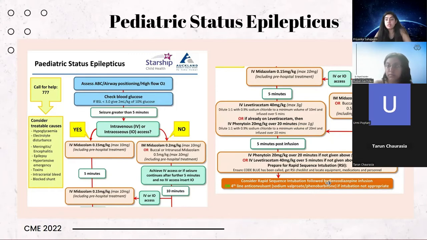We are handling it. But if it's a complex seizure, do not try to handle it. You will handle the basics. You will do your ABCDs. You will prevent any injuries. You will give them paracetamol and you will refer them to a higher center.